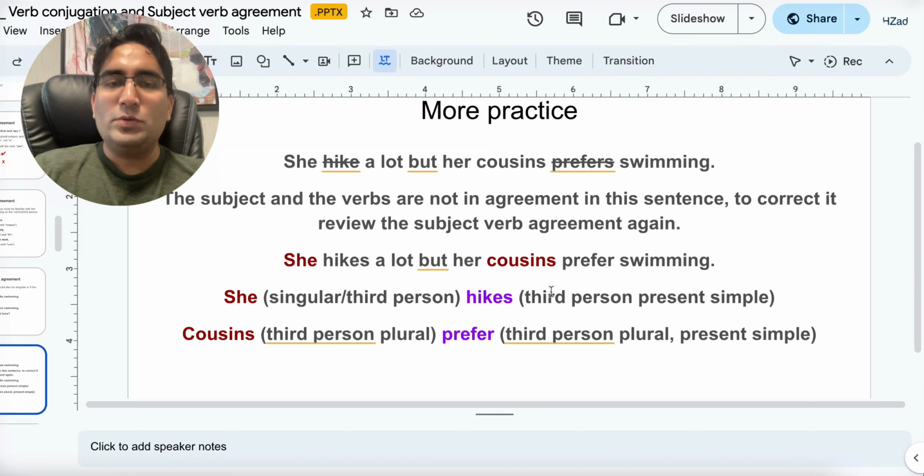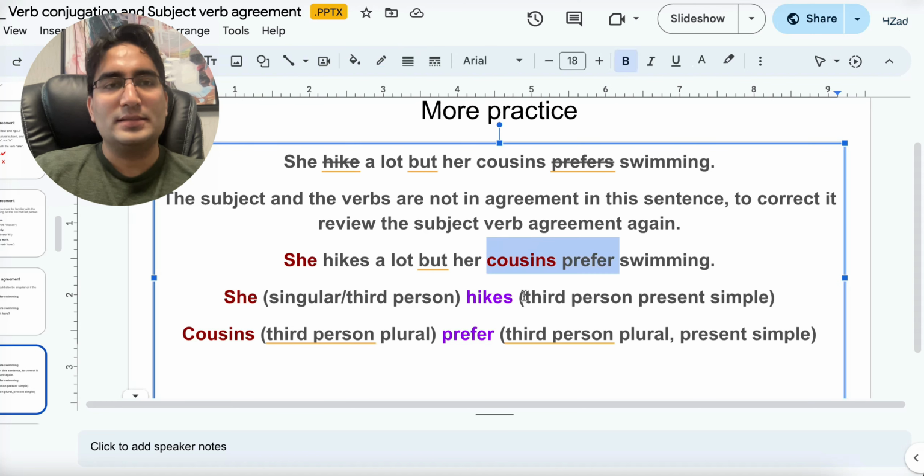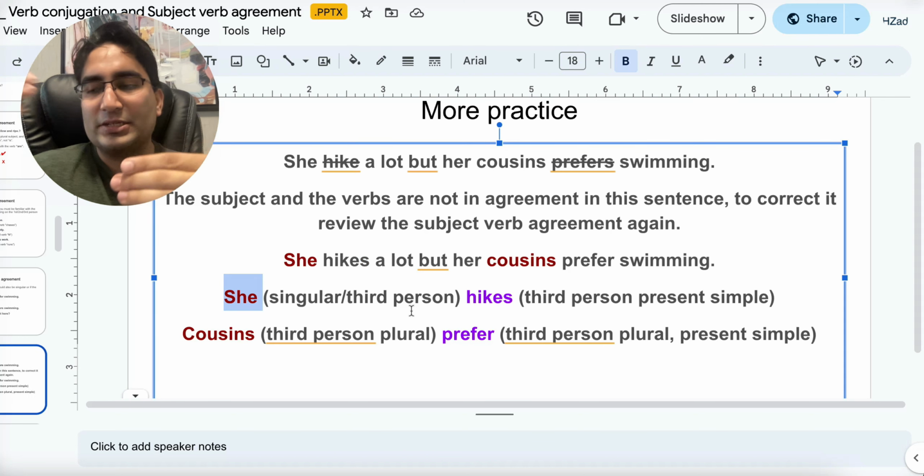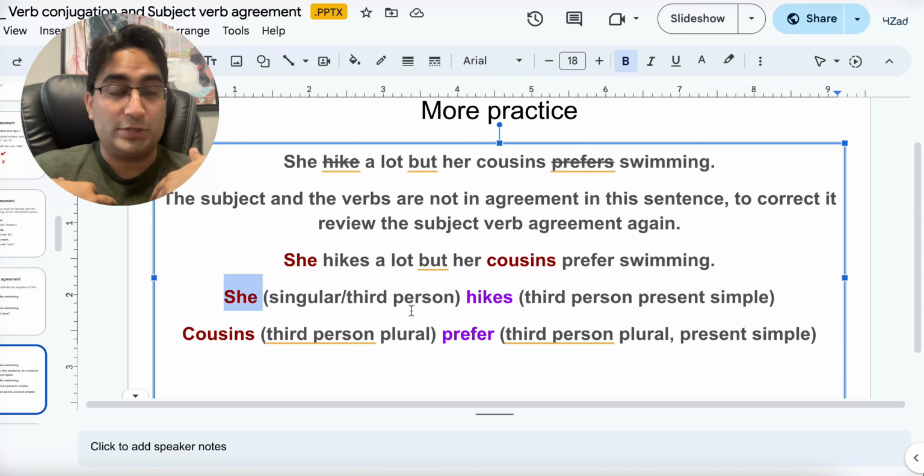Okay? The correct one was she hikes a lot, but her cousins prefer swimming. Notice that cousins is plural. So the verb is without the S. Remember, it's opposite. And in this case, she is singular. So the verb hikes, which means walks, has S in it. Now in this case, she is a singular person or a third person. It's called a third person because it's not me, first person. It's not you, second person. So it's the third person, it's someone else.